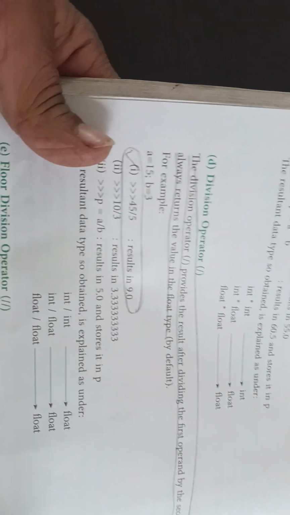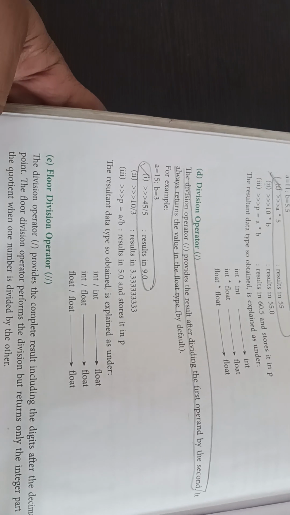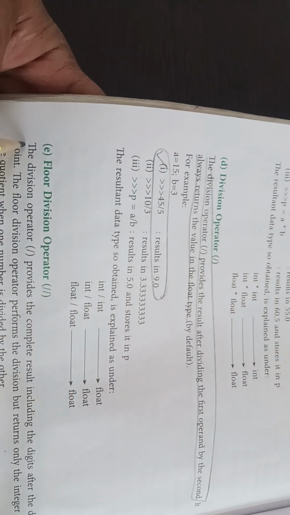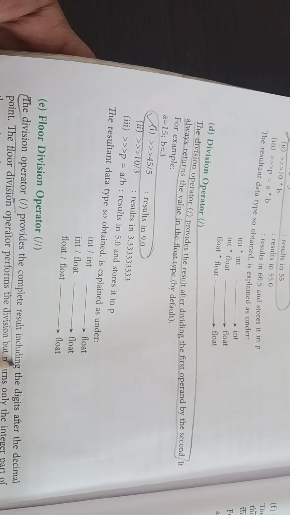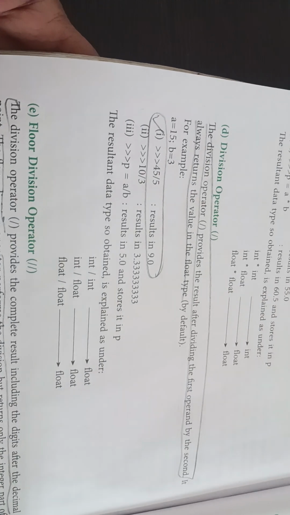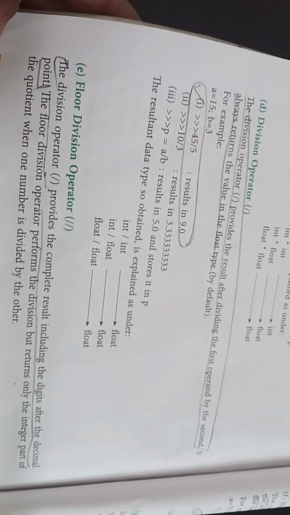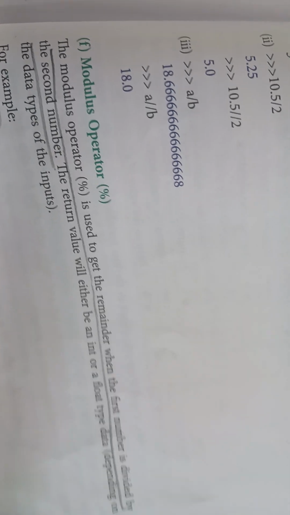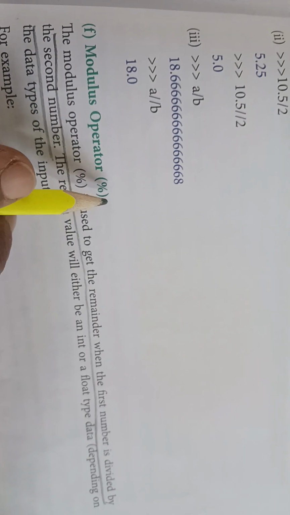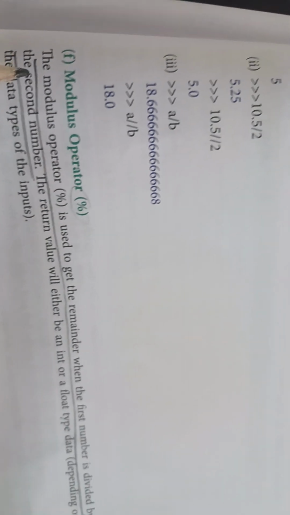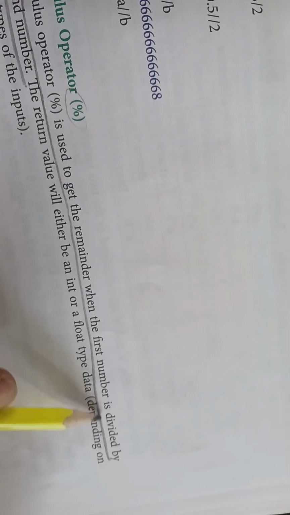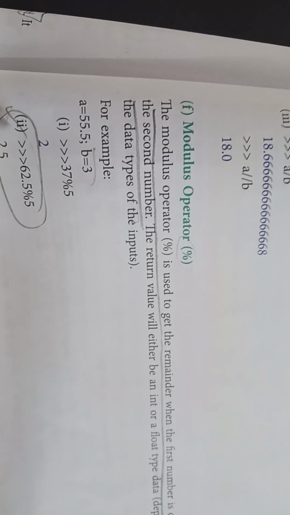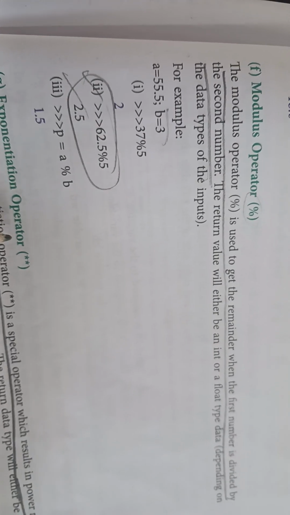Next is your E, float division. For float division, write the division operator. This provides a complete result including the digits after the decimal point. Till here you have to write. Next is your modulus operator. The symbol is percent sign. The modulus operator is used to get the remainder when the first number is divided by the second number. Fine. Give one example.